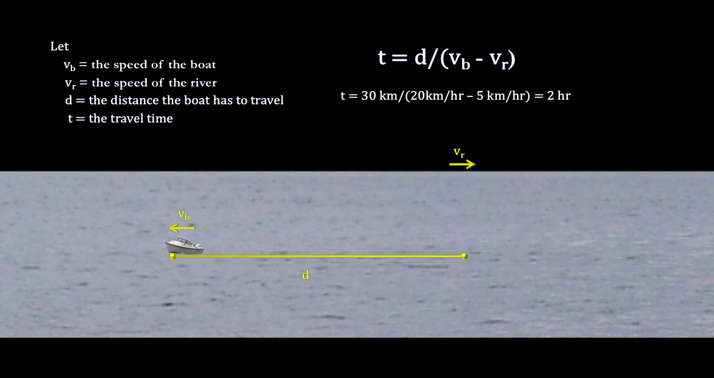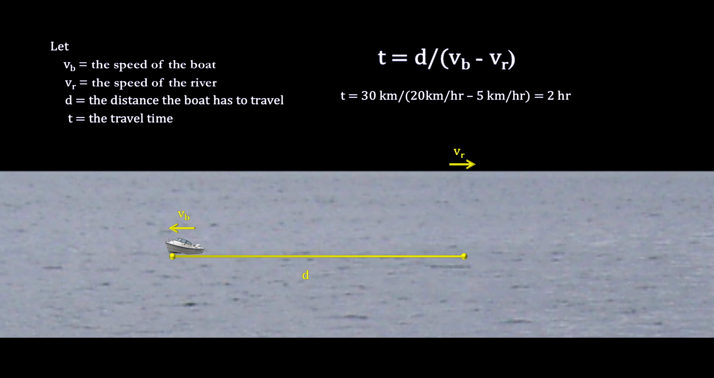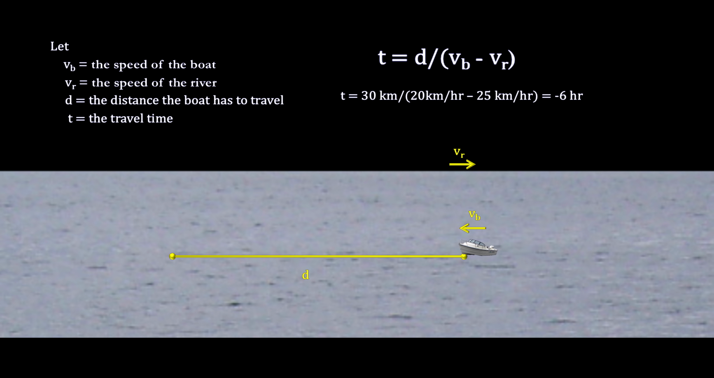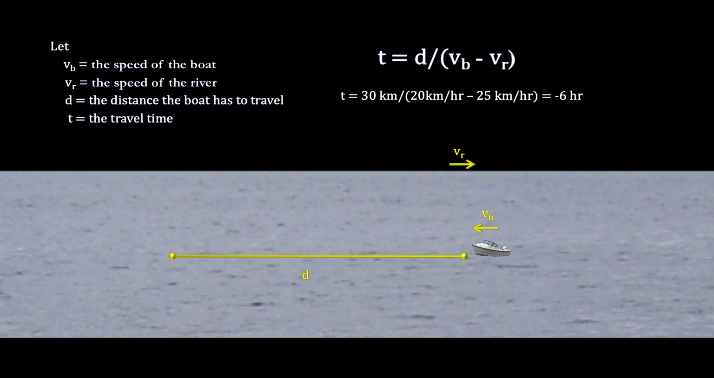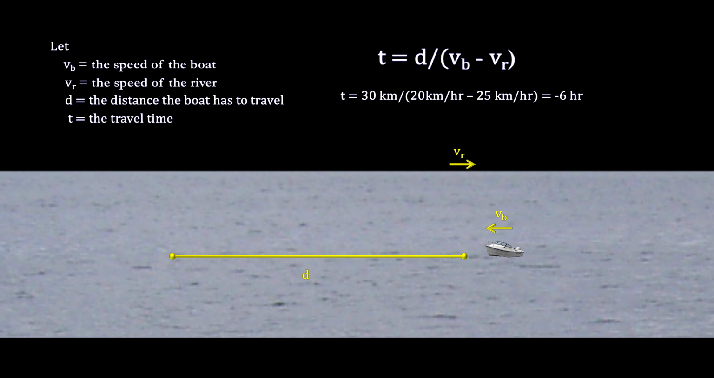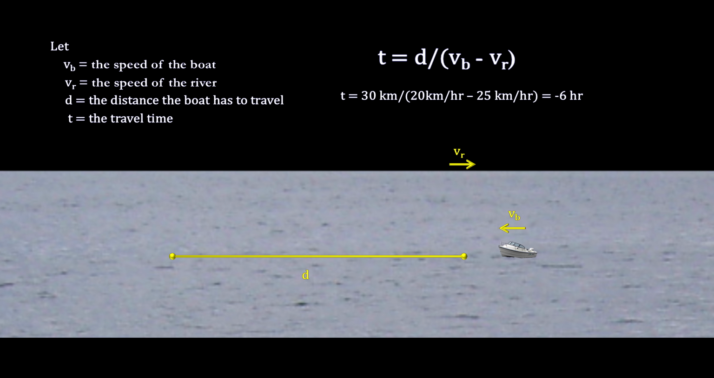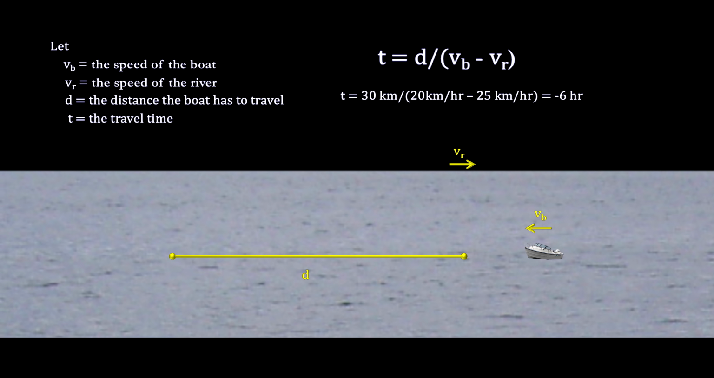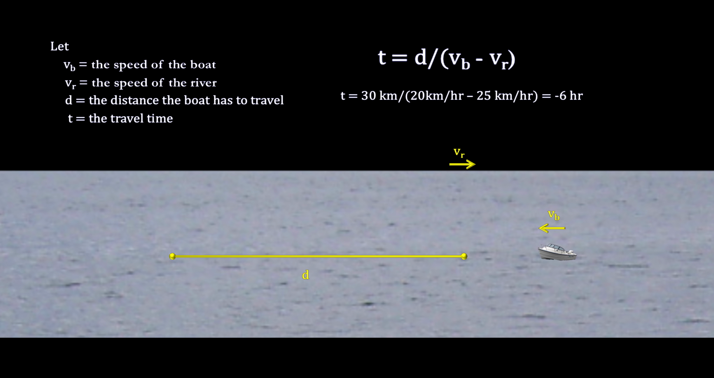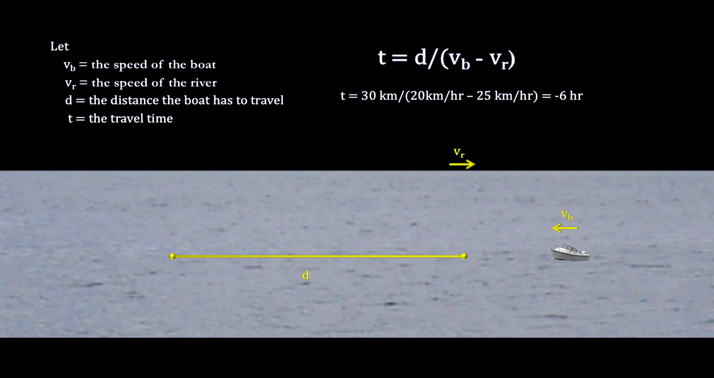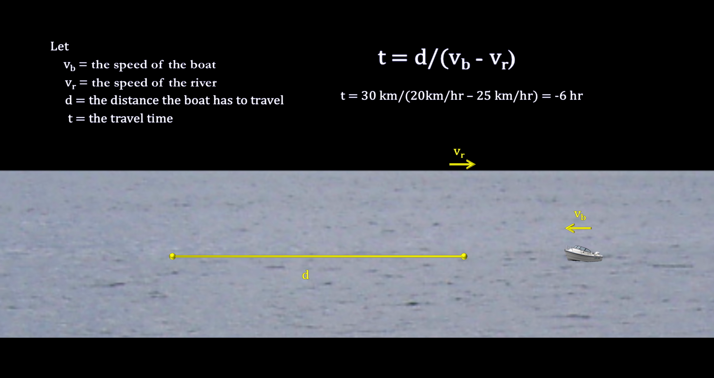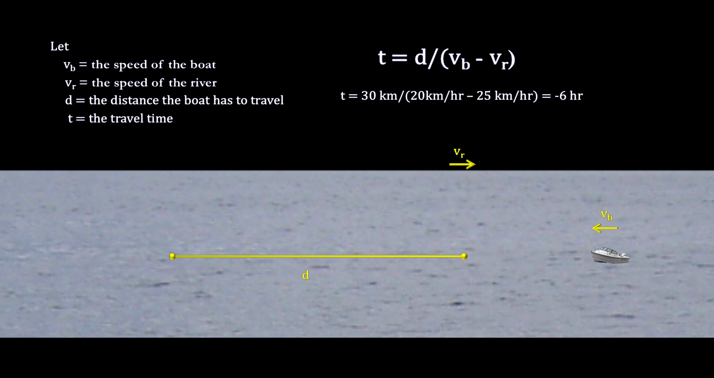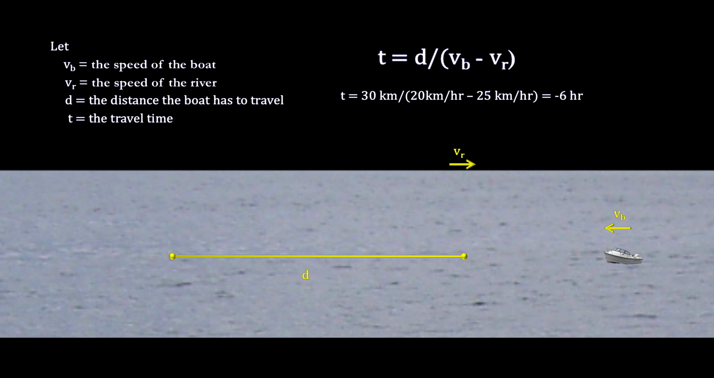But what if the current is greater than the speed of the boat, say 25 kilometers per hour? Then the equation gives us negative time. Is time running backwards? Absurd. But if we apply the math to the situation we used to develop the equation, we see that a negative time simply means that the poor boat will never make it home. The river will simply continue to carry it downstream.